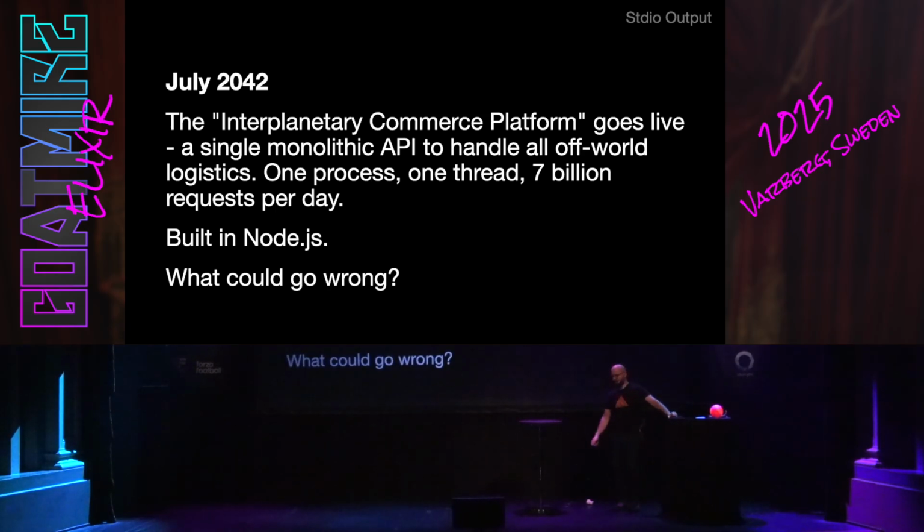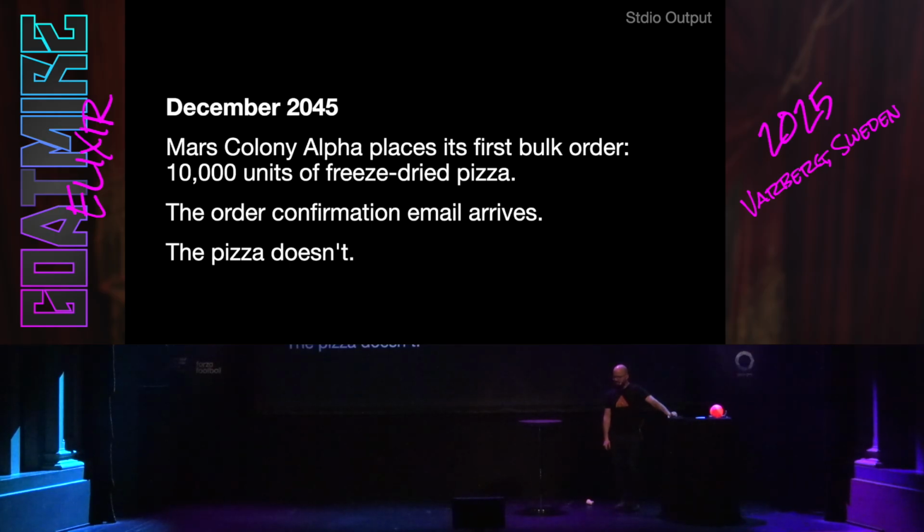What could go wrong? Okay. December 2045, Mars Colony Alpha places its first bulk order. 10,000 units of freeze-dried pizza. I don't know if that would sound good or not. The order confirmation email arrives and the pizza doesn't.